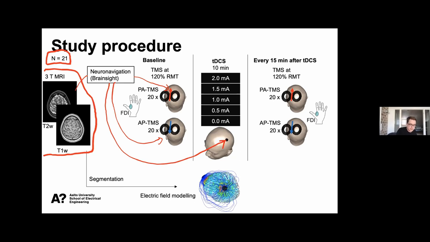The MEPs were measured in the FDI muscle. We applied TMS at 120% of the resting motor threshold. As some previous studies have found an effect of the TMS current direction, we applied TMS in both posterior-anterior and anterior-posterior directions and measured the MEP amplitude before and after tDCS. The tDCS sessions lasted 10 minutes. We had 5 different sessions, double blind and crossover, so each participant took part in 5 experiments.